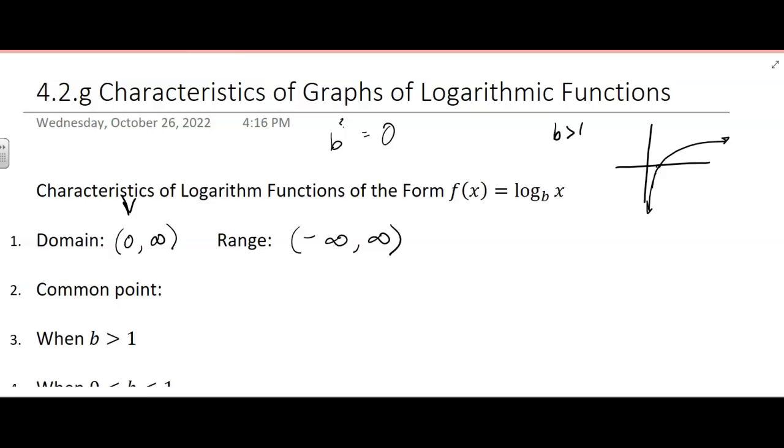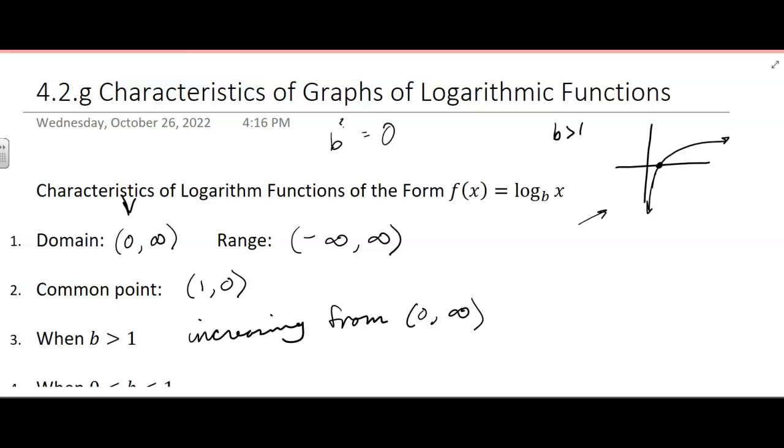They all go through this point right here, which is the point 1, 0. Think again about the exponential function. It went through the point 0, 1. So when we switch x and y, we get a common point that's going through 1, 0. Okay, this is what the function looks like when b is greater than 1, and that is an increasing function everywhere. It's increasing from negative infinity, and by the domain, from 0 to infinity.